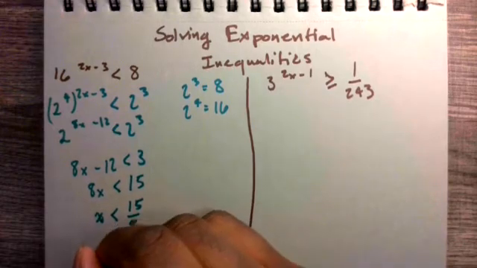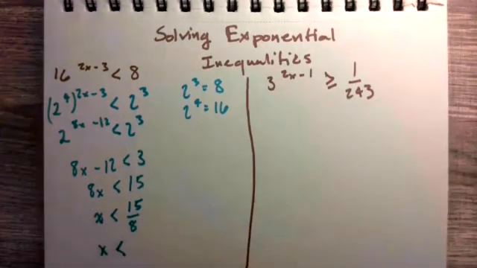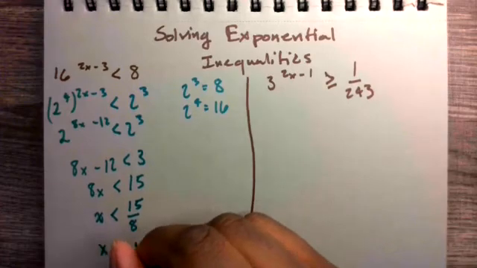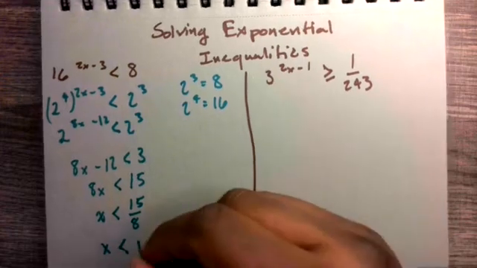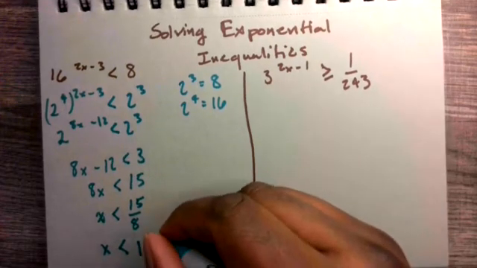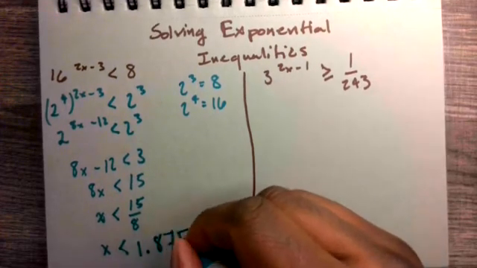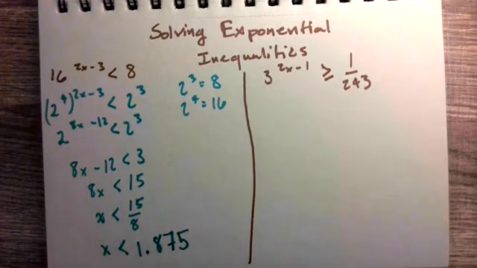So x has to be less than 15 over 8, which is about, let's do it real quick, 1.875. Yeah. And that's how you do it. I mean, it's really that simple.